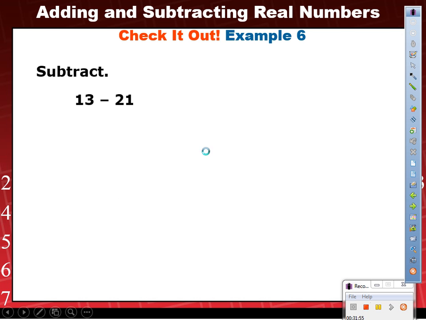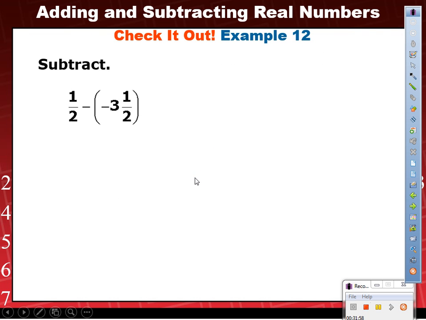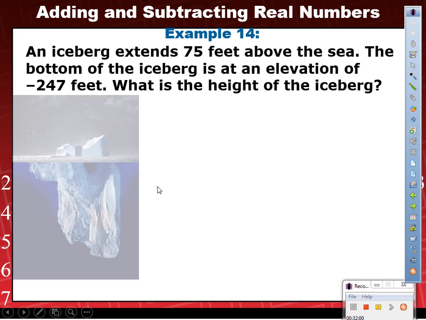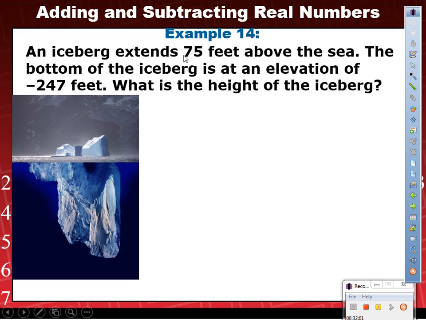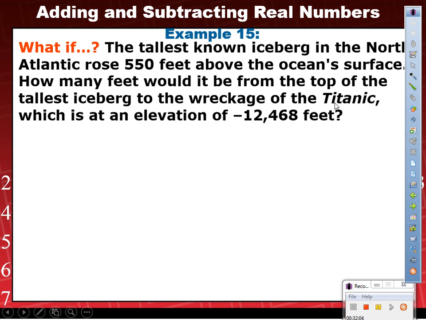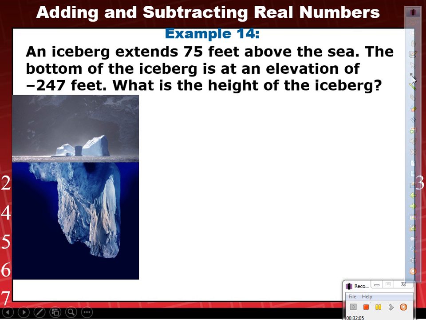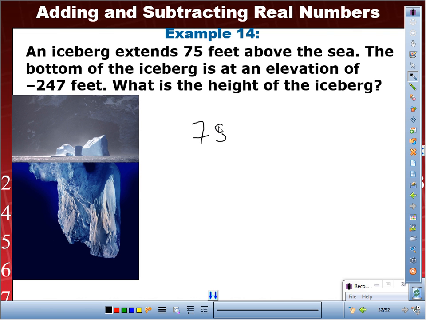Now check this out. Before we leave, look up, please. Let me go to the iceberg dilemma. It starts with a height of 75 feet. But they want the entire distance from here to here. So what is this distance right here? Negative 247. Is that correct? Yes. But if I use these two as they are, I'm going to end up with a negative number. But we know distances are not measured in negatives.